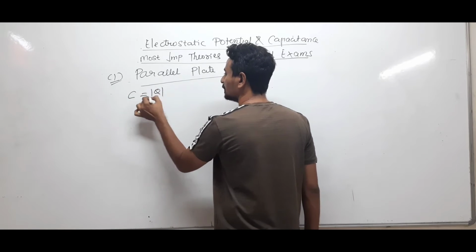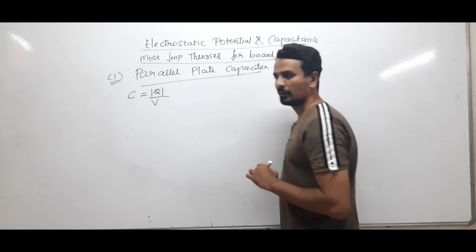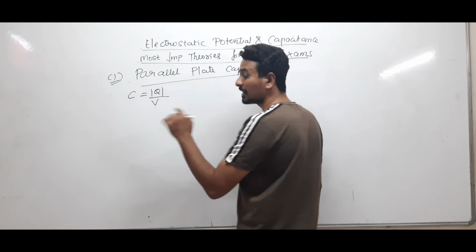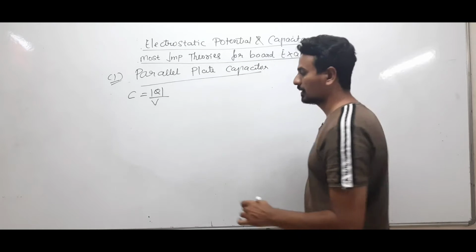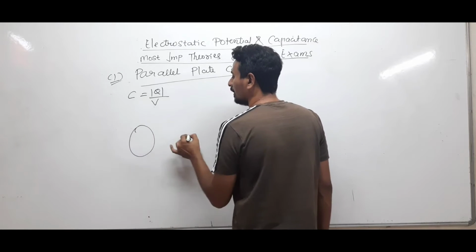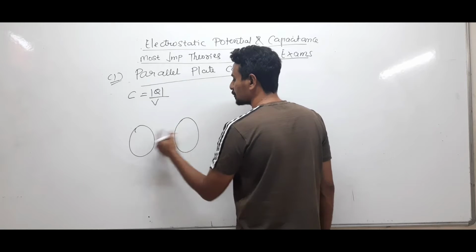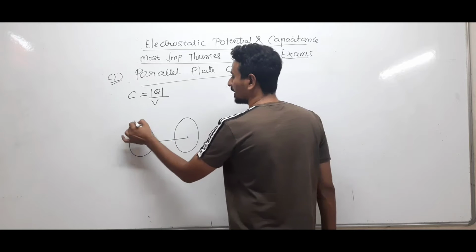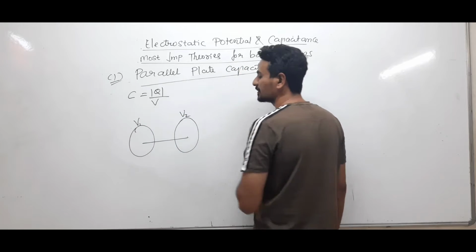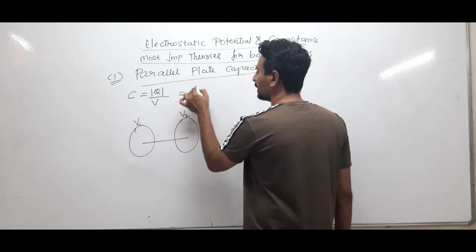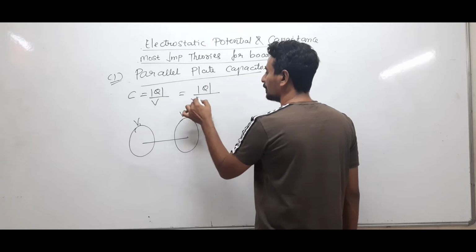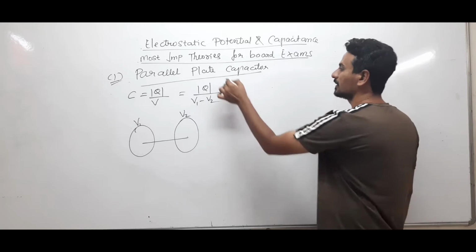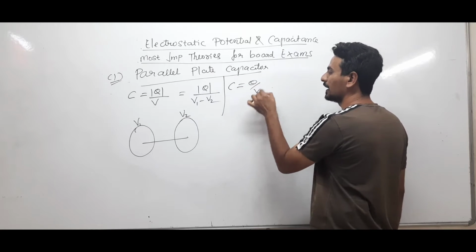Capacitance is Q upon V, right? V means the potential difference between two plates. Suppose these are two conducting spheres separated by some distance. Let the potential of this sphere be V1, and this be V2. So capacitance is actually defined, magnitude-wise, as Q upon V1 minus V2. In your book, the formula is given as C equals Q by V.